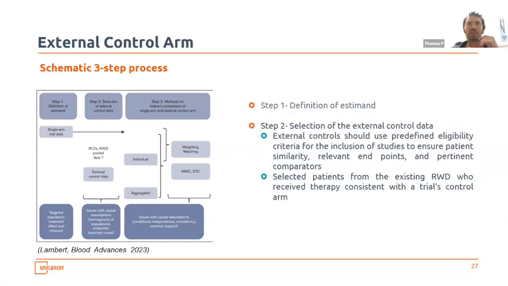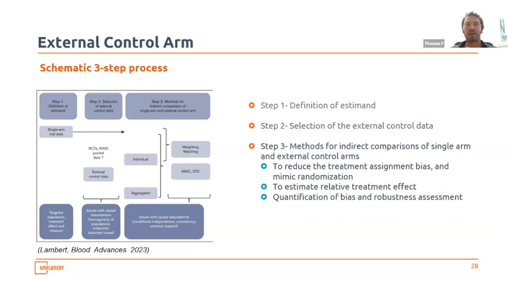The second step is the selection of the external control data. To avoid the risk of selection bias, the closeness of the external population with the targeted population should first be required. External controls should use predefined eligibility criteria for the inclusion of studies. These criteria need to be defined to ensure patient similarity, relevant endpoints, and pertinent comparators. External controls will be directly selected from active arms of previously completed randomized clinical trials or reconstituted from real-world data. And finally, the last step corresponds to the indirect comparison of the single-arm trial with the external control, which should be performed using appropriate statistical methods.